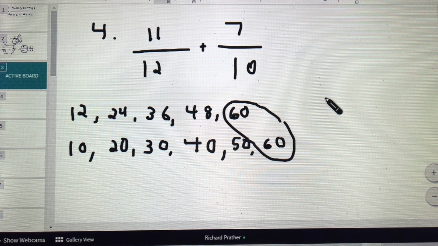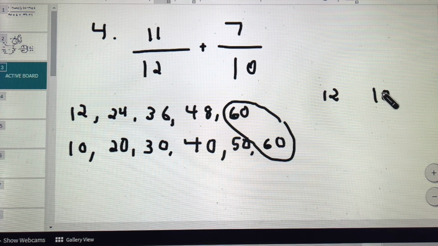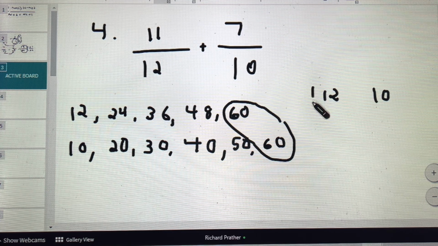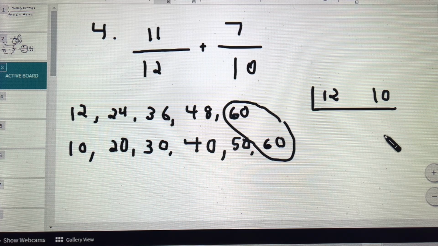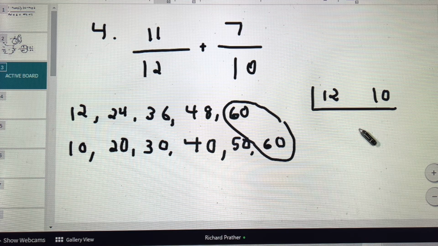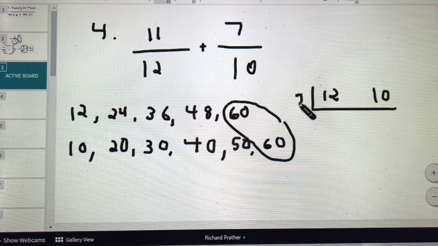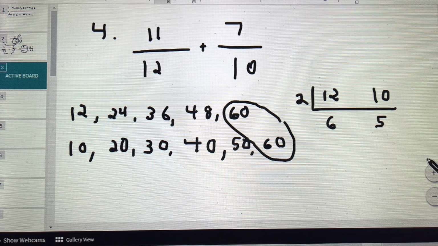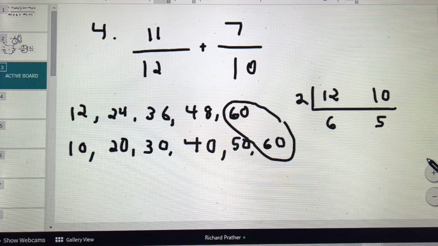Another strategy that I've seen before is you can take 12 and 10, the two denominators, and somebody called this upside down division. You just say to yourself, what's any number they both divide by, even if it's not the biggest number they both divide by? They both divide by 2. 12 divided by 2 is 6. 10 divided by 2 is 5. If it's not the biggest number they both divide by, then you would be able to divide again. So sometimes you can do this more than once. But 6 and 5, they only divide by 1 each.